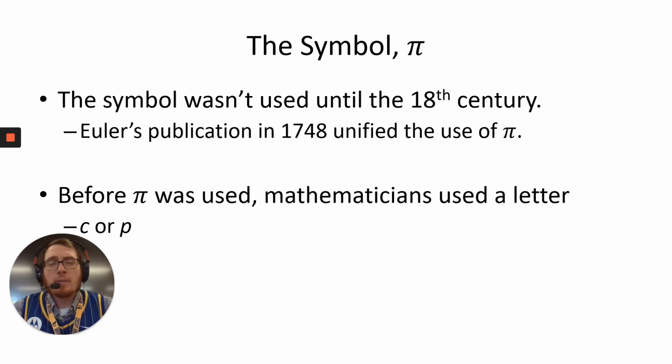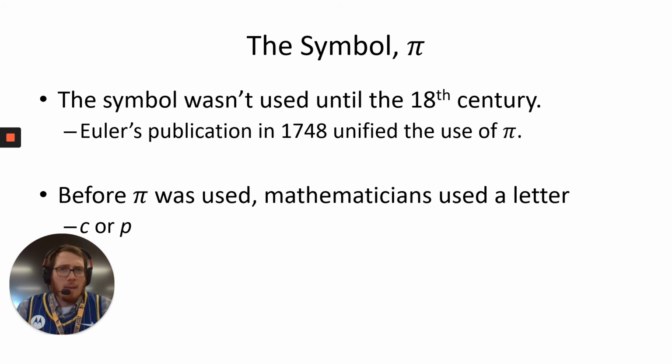The symbol pi was not developed until the 1700s or the 18th century. It was developed by the rock star of mathematics, Leonhard Euler. Now, Euler is a famous mathematician. He was kind of like the best of the best in terms of what he developed during his time in his life.